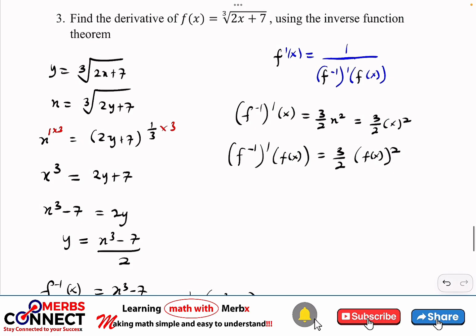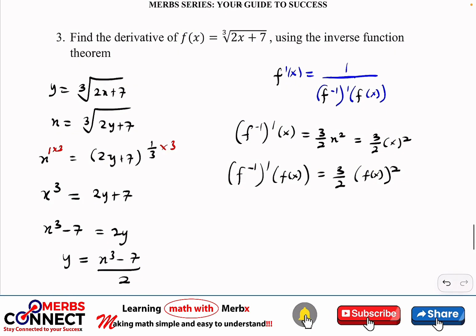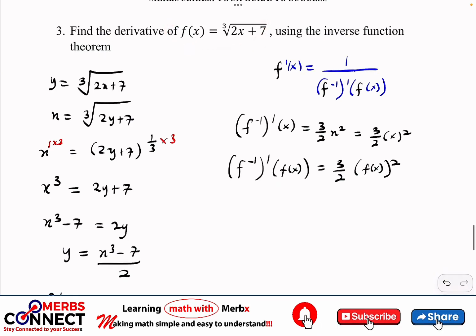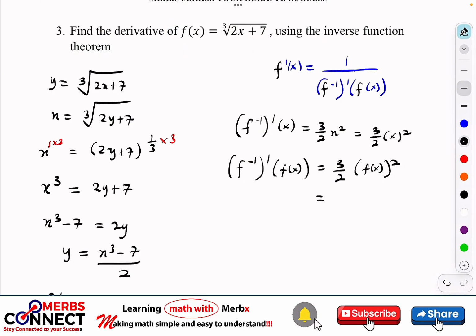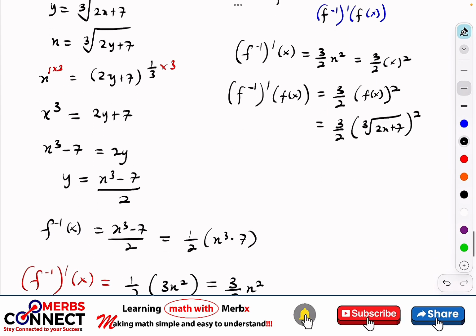Now what is f of x? f of x is right here. So now I can just do the substitution there to have 3 over 2 cubic root of 2x plus 7, to the power 2. Nice. Now what can we do here?